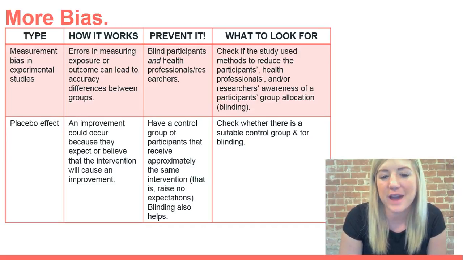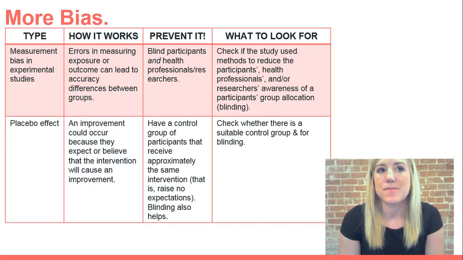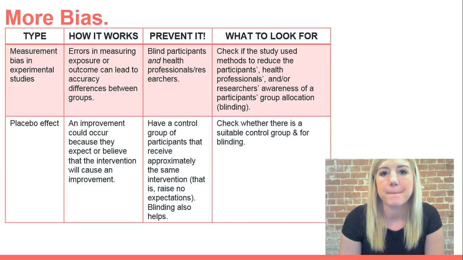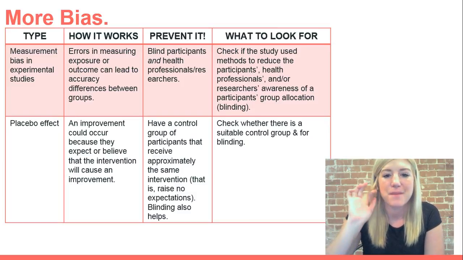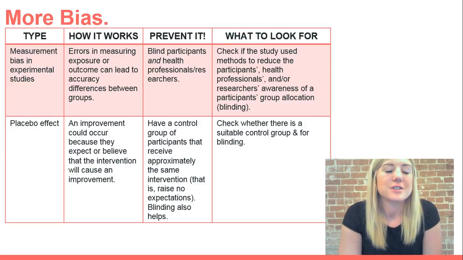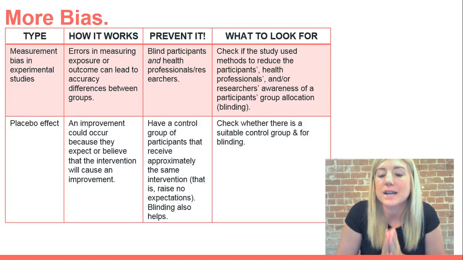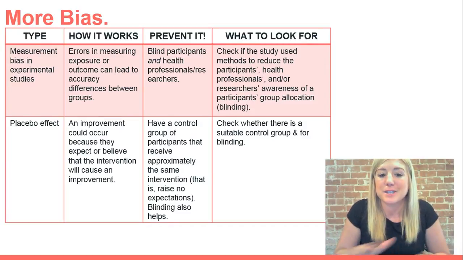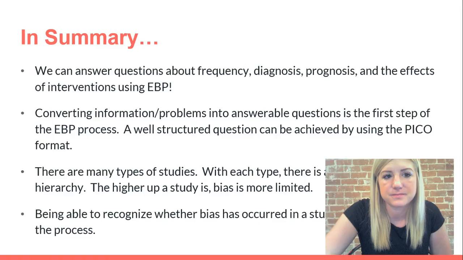The placebo effect, I'm sure most of you know what this is. So it's basically somebody, let's say, taking a pill or doing an intervention, and they believe that it works, and so to some extent it does. So to prevent this, you can have a control group of participants that receive approximately the same intervention. So don't raise expectations higher than they should be, and then also blinding helps.